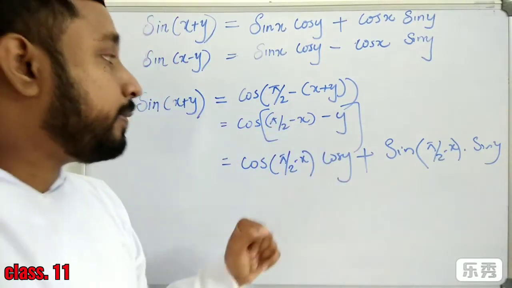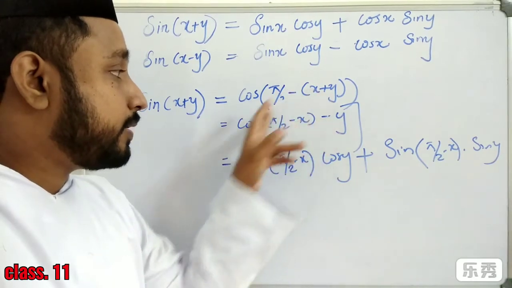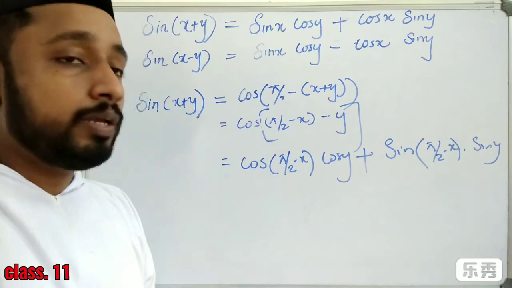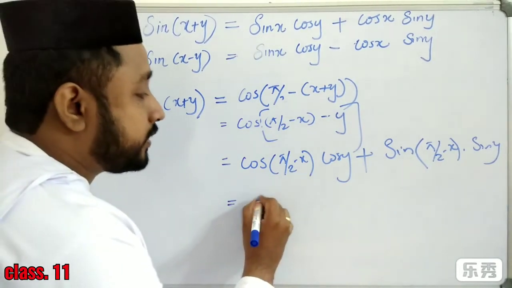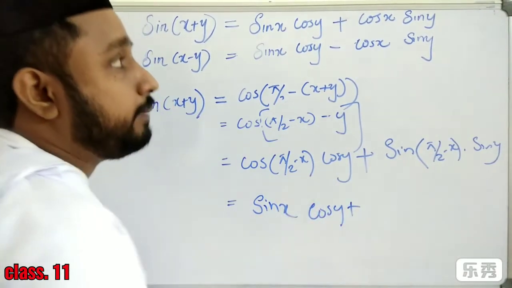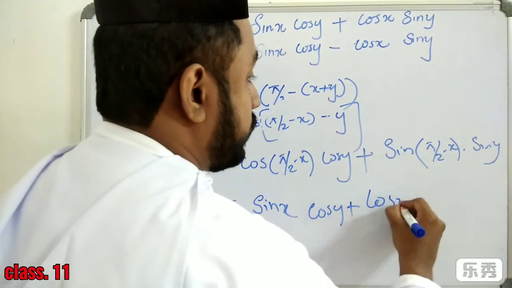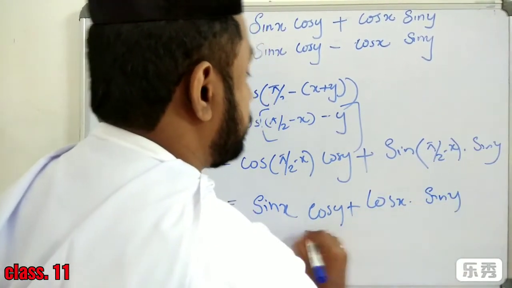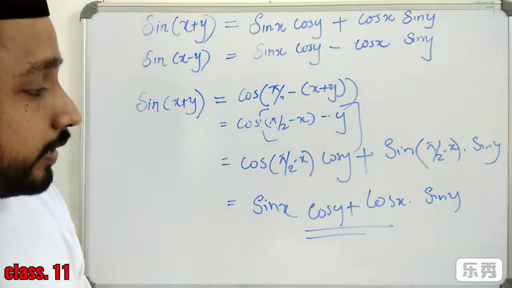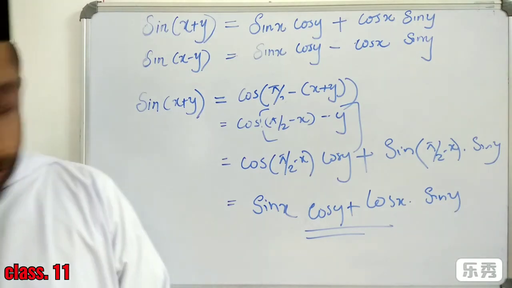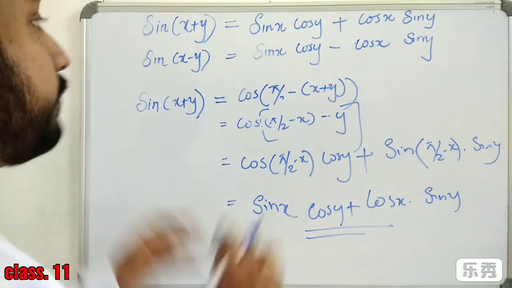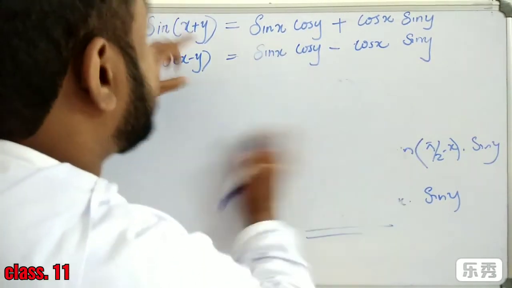So here cos(π/2 − x) is in the place of x, this is y. So cos(π/2 − x) cos y plus sin(π/2 − x) sin y, where cos(π/2 − x) is sin x, and sin(π/2 − x) is cos x. So we got sin(x+y) is equal to sin x cos y plus cos x sin y. That is the proof of sin(x+y).